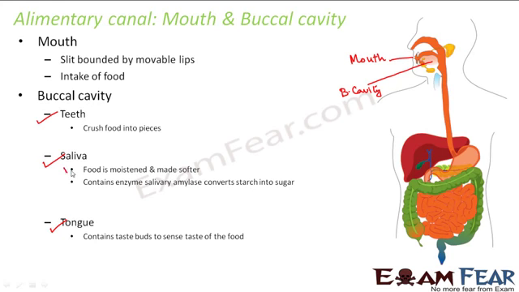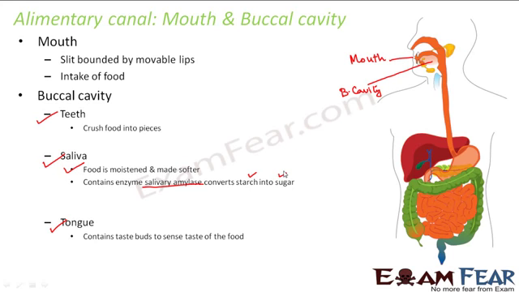And the second purpose of saliva is that it contains an enzyme called salivary amylase, which converts starch into sugar. What is starch and what is sugar? As I said, whatever food we take in is in complex form. Starch is a polysaccharide. That means starch is formed by many glucose molecules joined together. So starch is a complex structure. This enzyme salivary amylase will convert this complex starch into simple sugar.